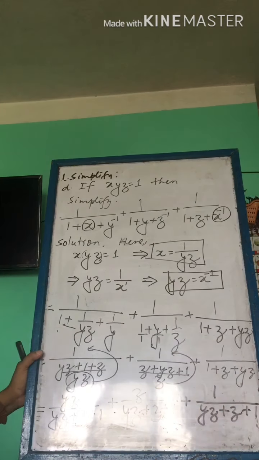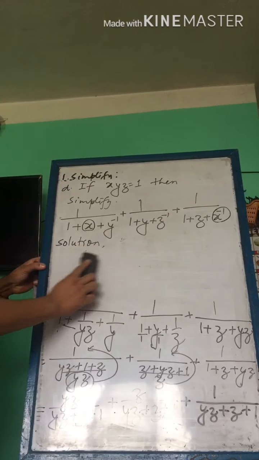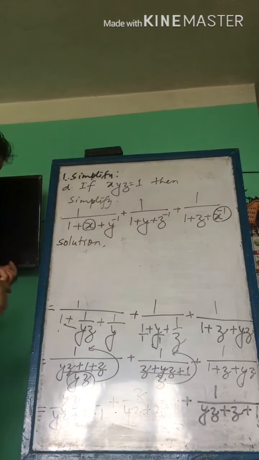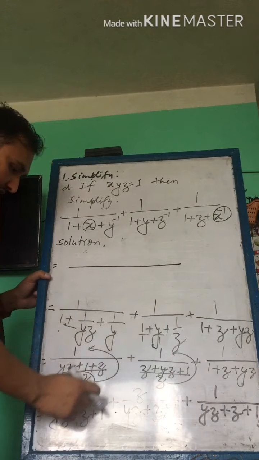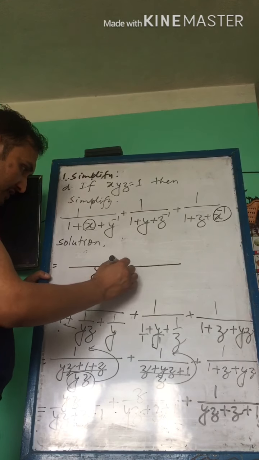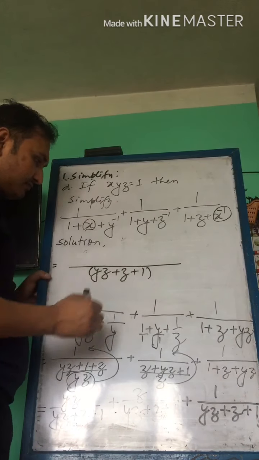Now you know how to add these like fractions. There is an easy way of adding them. Let us add it. I think you have noted it. Now they are like fractions. Well, now let us add these three fractions together. Now take the LCM. What is the LCM? If they are like fractions, they have the same denominators. So what will be the LCM? yz plus z plus 1. The LCM will be the same. Yes or no?